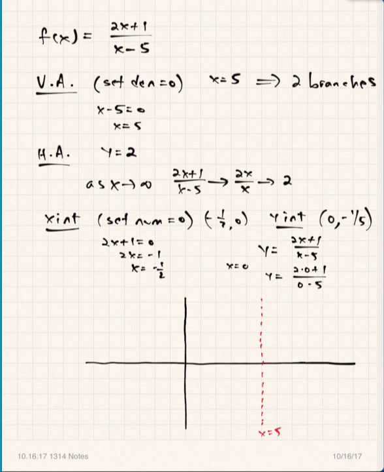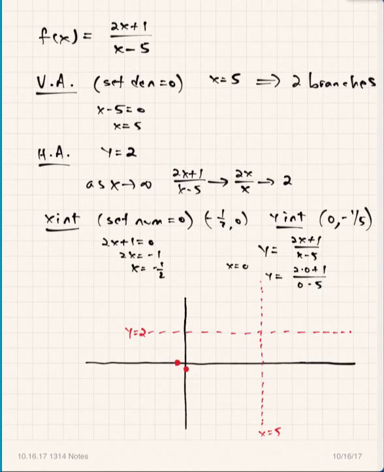And there is a horizontal asymptote at y equals 2, right here. Right, so those are our asymptotes. And now we've got to decide where these branches fit in. We know there's an x-intercept at negative 1/2, 0, so there's an x-intercept way over here at negative 1/2, 0. And there's a y-intercept at 0, negative 1/5, which is like right in here.